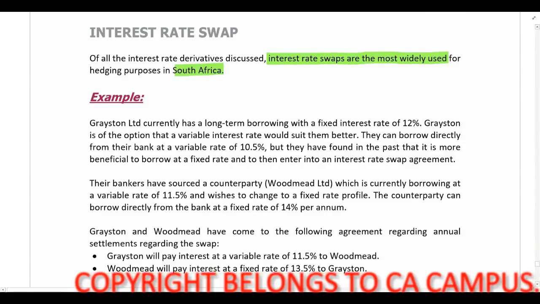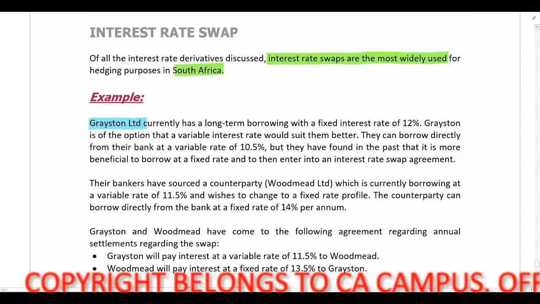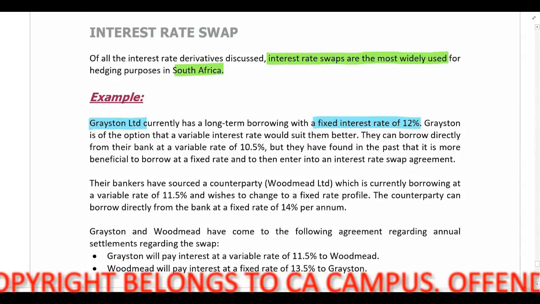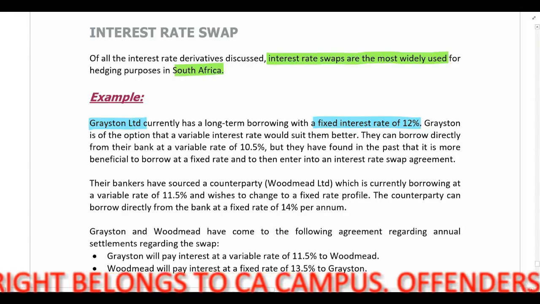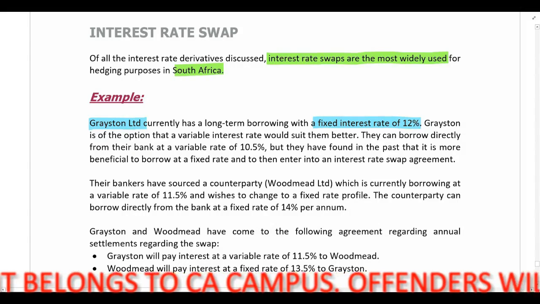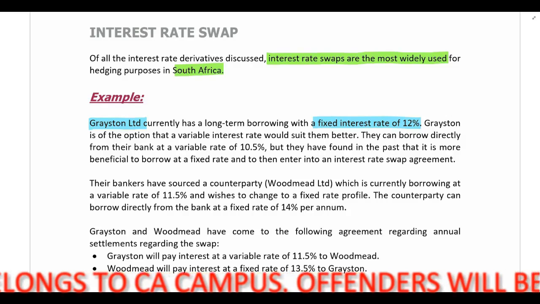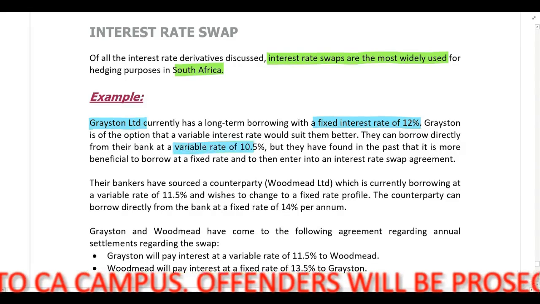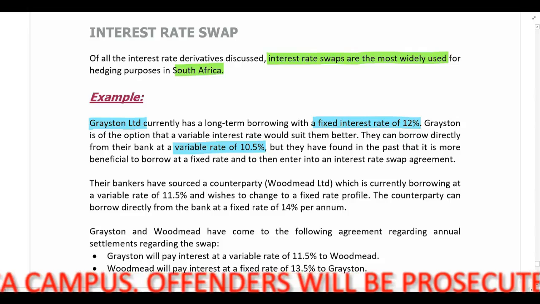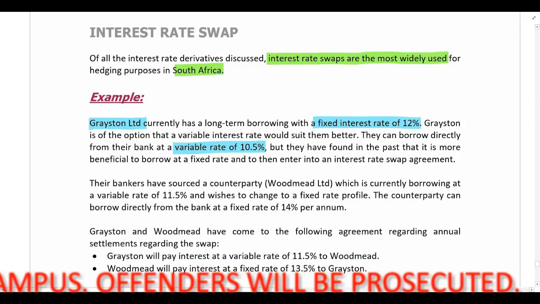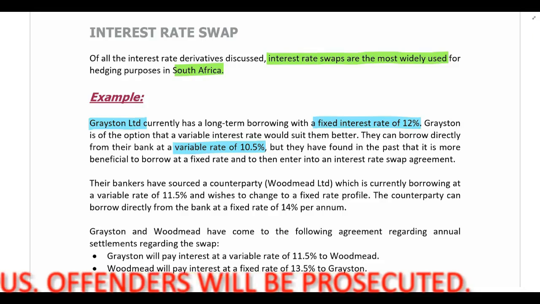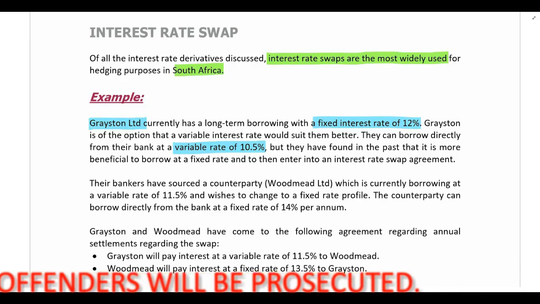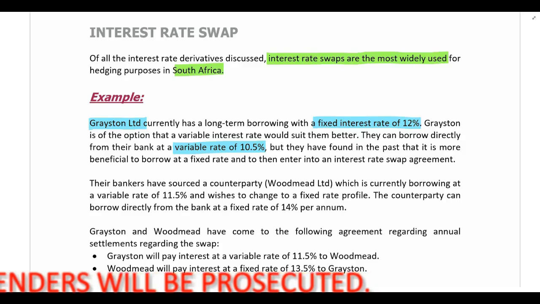Grayston Limited currently has a long-term borrowing with a fixed interest rate of 12%. They are of the opinion that a variable interest rate would suit them better. They can borrow directly from the bank at a variable rate of 10.5%, but they have found in the past that it's more beneficial to borrow at a fixed rate and then enter into an interest rate swap agreement.